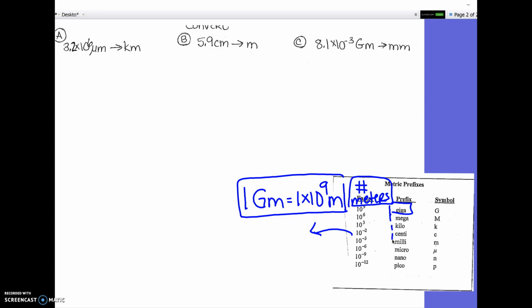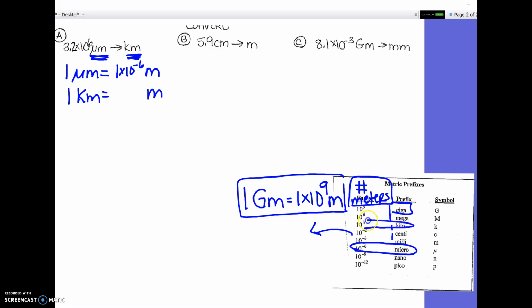So let me show you this in action. So here's our first one. So we're going from micrometers to kilometers. So I can't go directly from micrometers to kilometers given the information that they're providing me with. But I can get from micrometers to meters. So I can find out how much 1 micrometer is equal to in meters. And I can also get from meters to kilometers. So my 2 units are micrometers and kilometers. I'm going to come over to my chart and see how many meters each one of these is. So I see here 1 micrometer is 1 times 10 to the negative 6 meters. And 1 kilometer here is 1 times 10 to the 3rd meters.